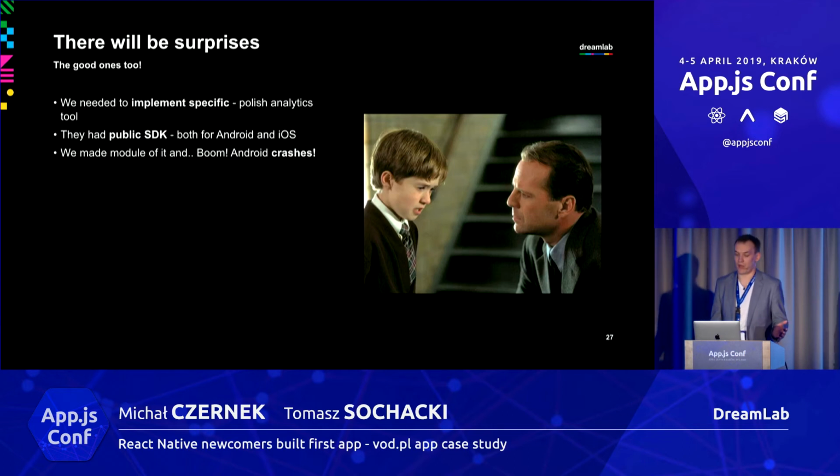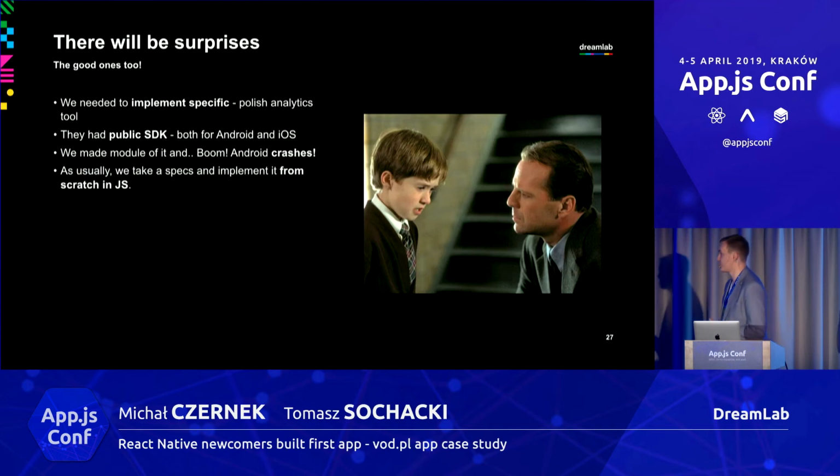We had no idea why. There was no stack trace at all. It worked perfectly on native. And to be honest, we still don't know what the reason for that was. There were some specific operations on Java threads, and probably for some reason it didn't interact with React Native that well. So we are developers, so we are looking for solutions. We found one. We just took the specification of this library and developed it from scratch in JavaScript.